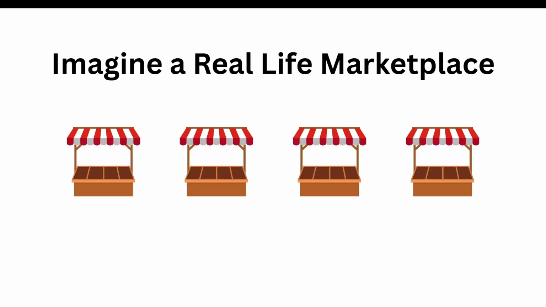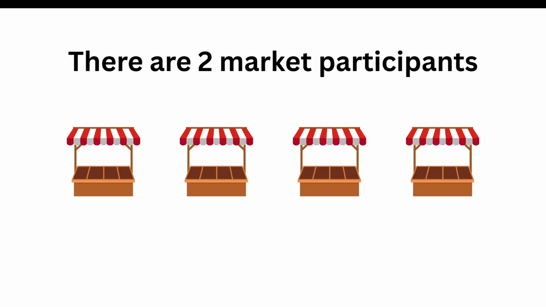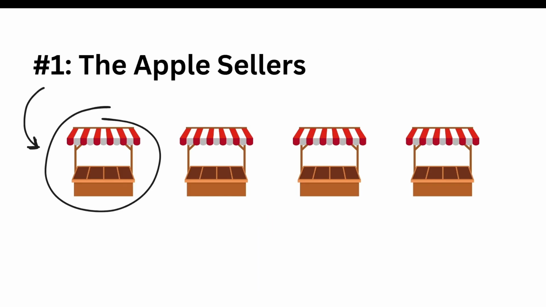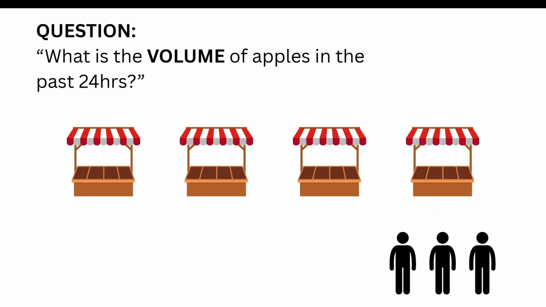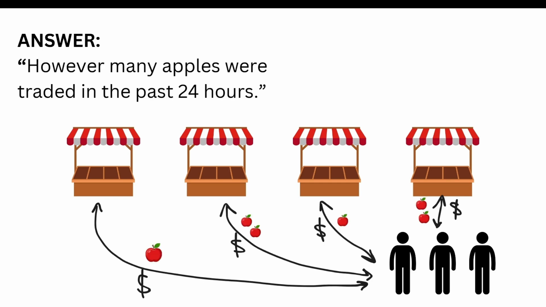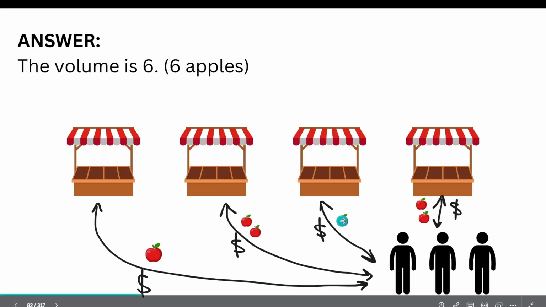Here's an analogy. Imagine a real life marketplace, a specific marketplace for apples. There are two market participants, okay? So we've got the apple sellers and we also have the apple buyers. So here's a question. What is the volume of apples in the past 24 hours? The answer is just however many apples were traded in the past 24 hours. That's it, right? So the volume in this case is 6 apples because we've got 1, 2, 3, 4, 5, 6.